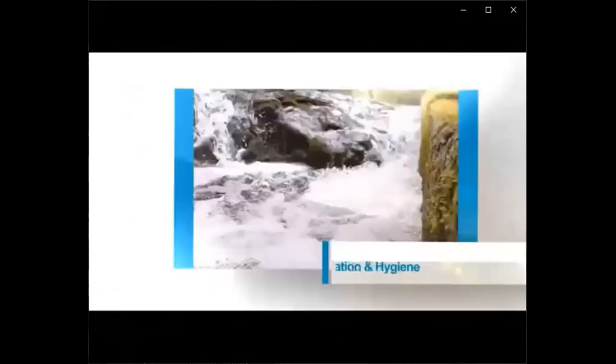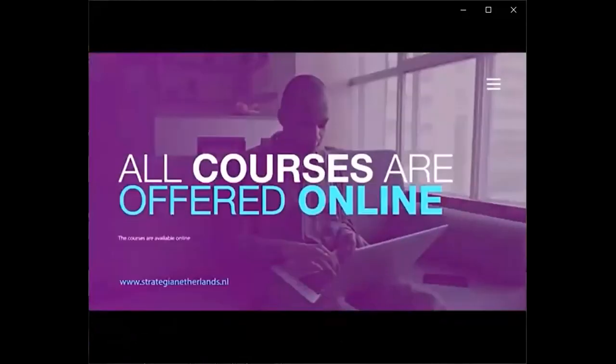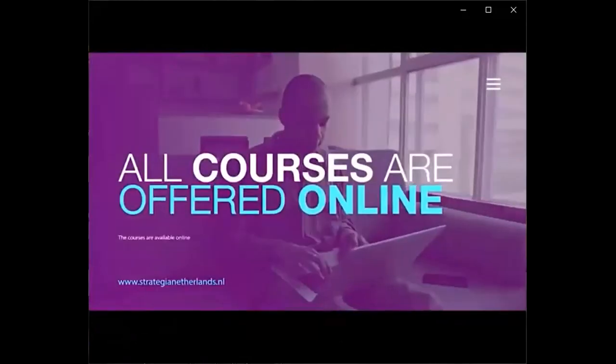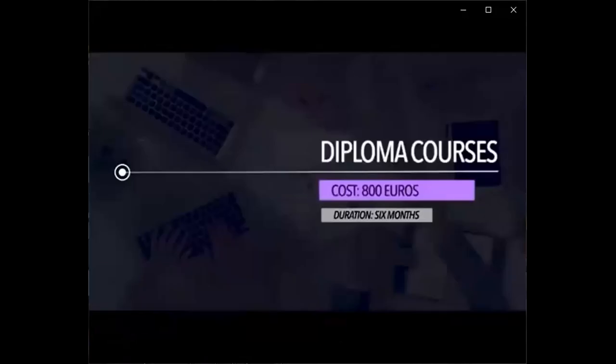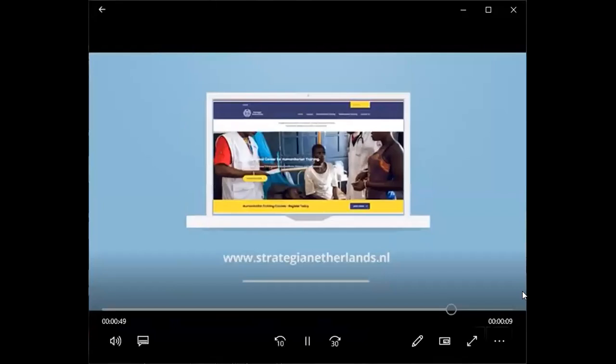Water facilities and the cost of the proper cost is €50, €200, cards.